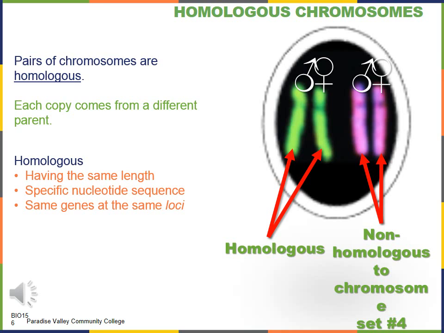Homologous means that they are the same, so they have the same length, they have the same nucleotide sequence, which we'll talk more about in a little while, and then they have the same genes at the same loci. And you can kind of see that on chromosomes 5. See the little darker band towards the top? Those would be your genes. Okay, and that would be, let's say, the gene for hair color. Well, that gene for hair color would appear at the same spot on the chromosomes every single time.